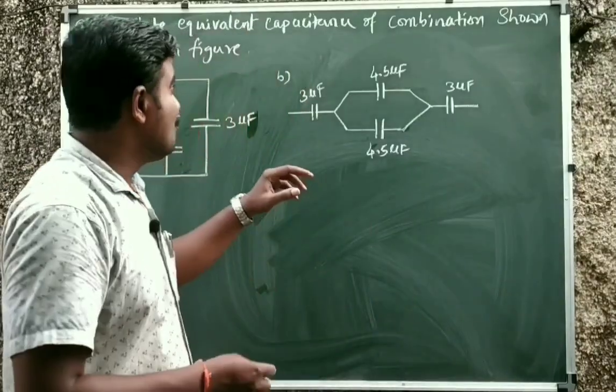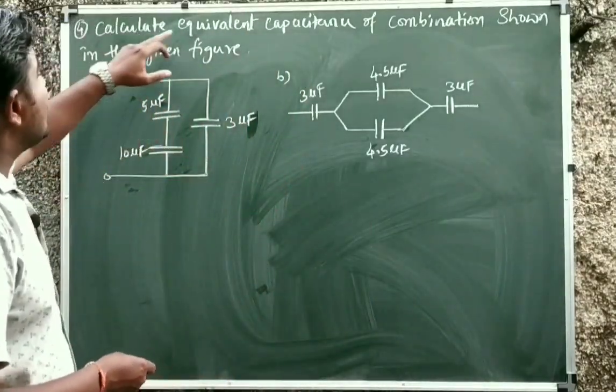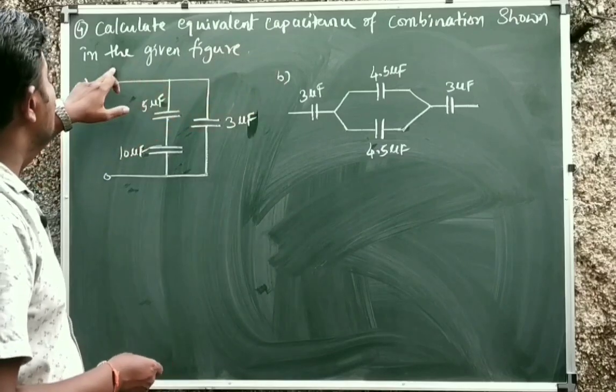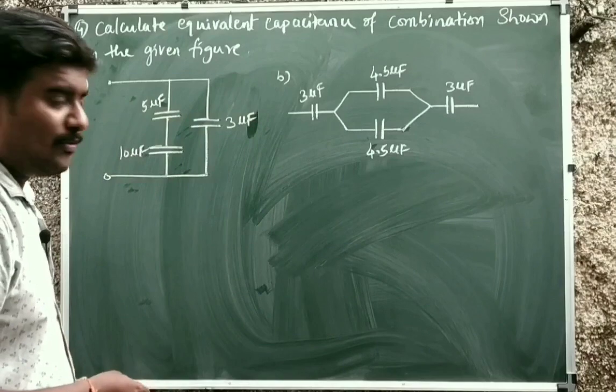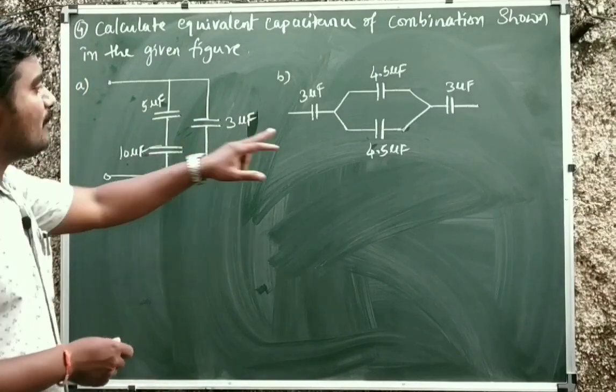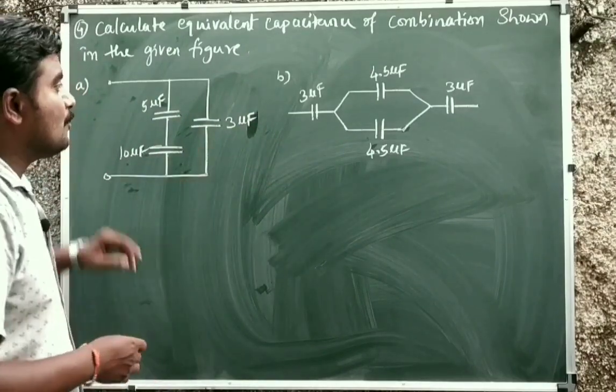Students, this is our next numerical. See here: calculate equivalent capacitance of the combination shown in the given figure. So two circuits have been given, and for these two combinations we are supposed to calculate equivalent capacitance.